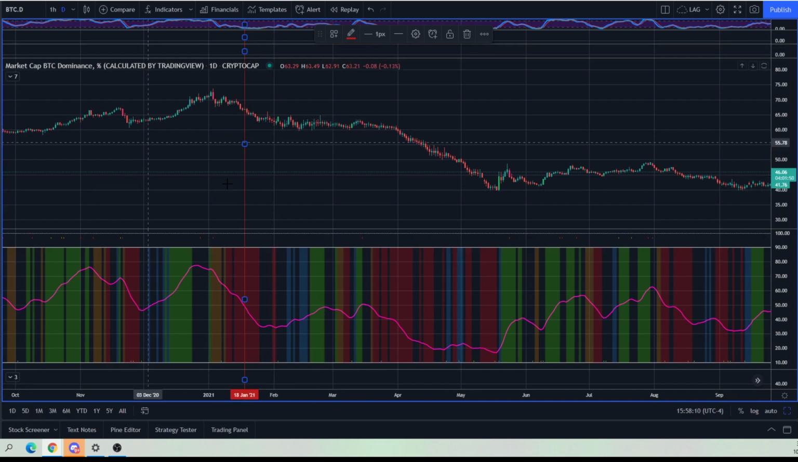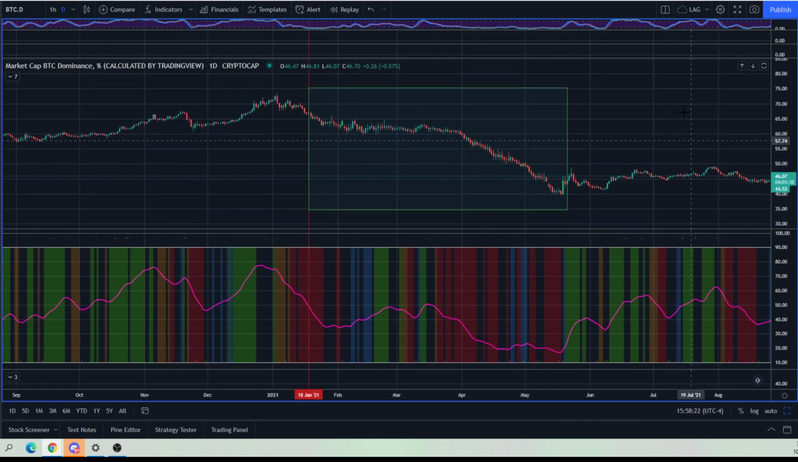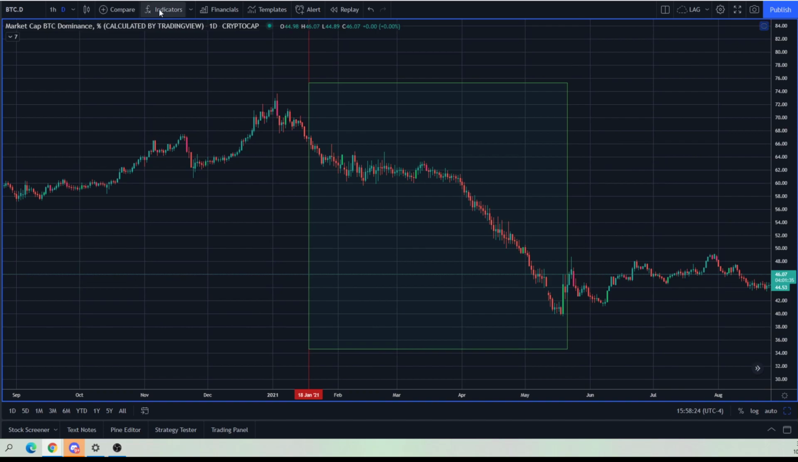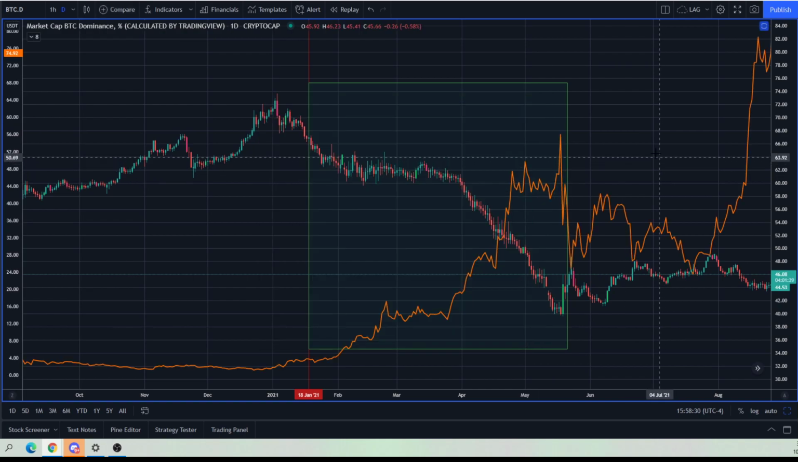So what happens here? You see this? We cross over. Let's just look. How long did this stay in that area until it made its way back up? It doesn't really matter. Let's just call it there. Why does this matter? Let's go into compare. Oh, Sol's up there. Let's compare Sol, new price scale. That'll work. So what happens in this green box as we determine that dominance has a problem?